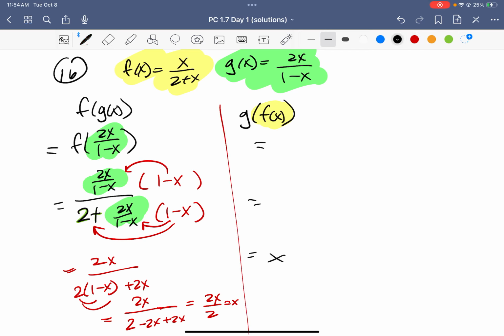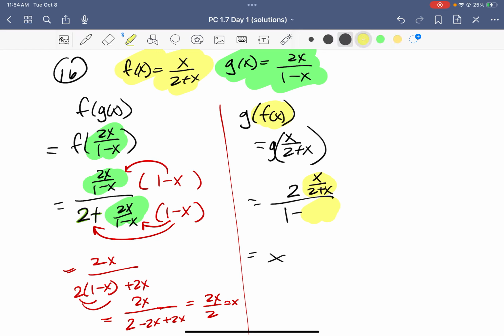if you plug in f, it's x over 2 plus x. Plug that into g. What g does to things is it gives you 2 times what you give it and 1 minus what you give it. This time we gave it x over 2 plus x. That's what we plugged in. This is x over 2 plus x.